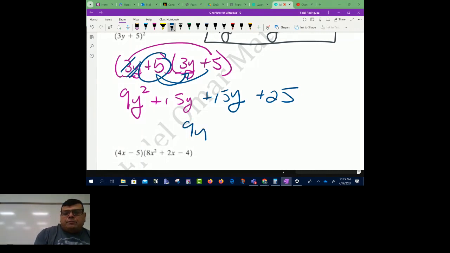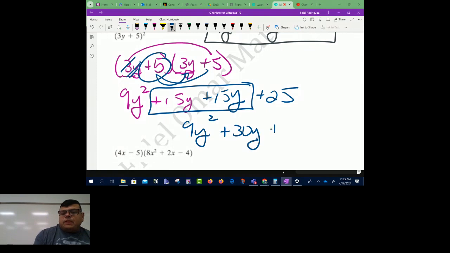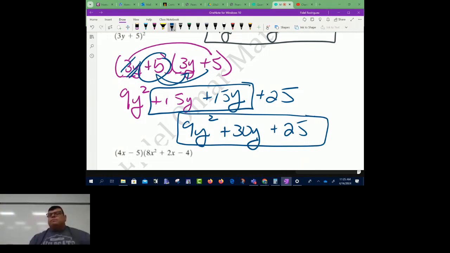All right. We're going to combine our like terms. Y'all, y squared right here. 15 and 15, y'all, is going to leave me with 30y. Okay. Plus 25. There we go.